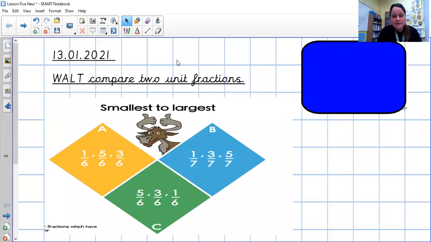The date today is the 13th of the 1st, 2021, and the WALT is to compare two unit fractions. So if you want to pause the video and write that into your book now.